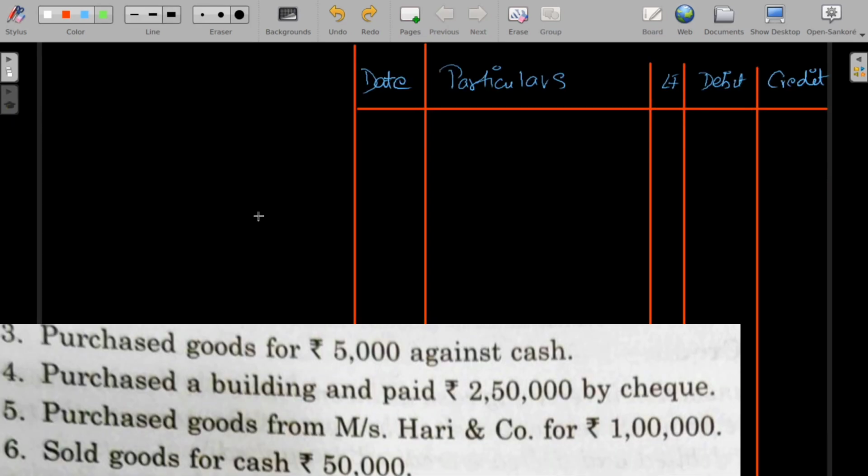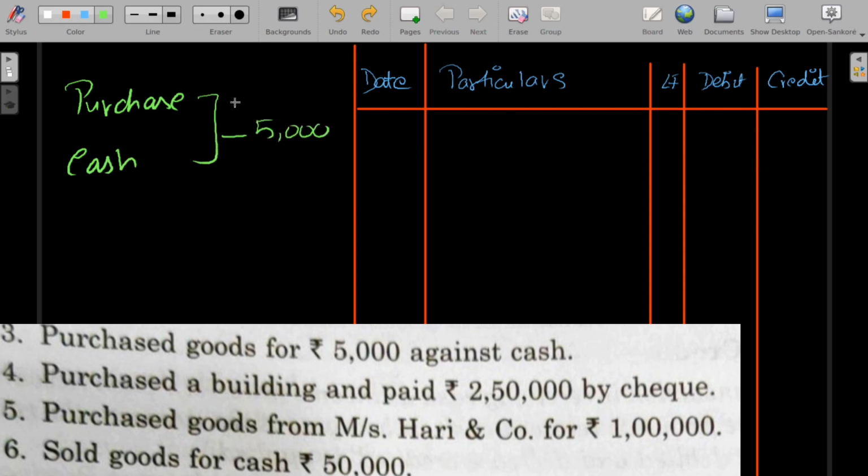So the first sum is purchase goods for 5,000 against cash. So we'll have to find the items which would affect the transaction. So these items are purchase and cash, and they've given the amount as 5,000.